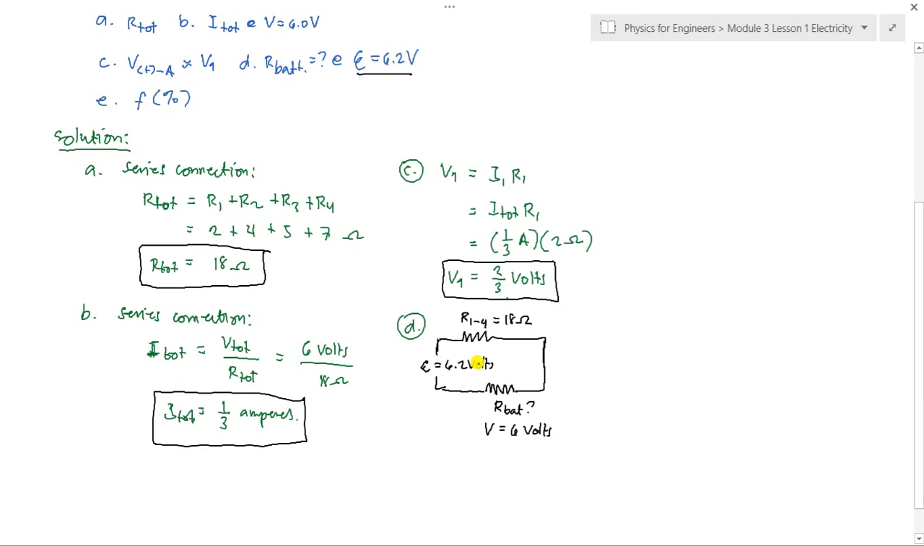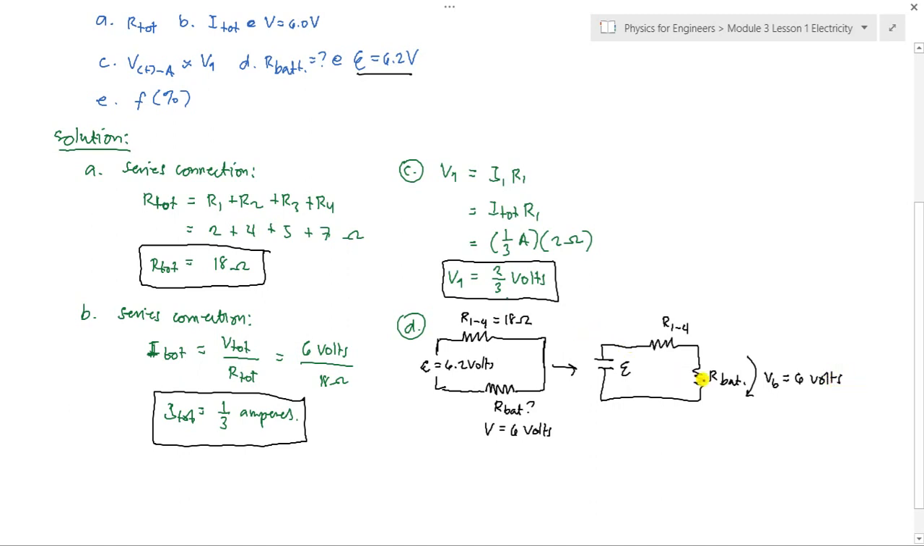As you notice, this is analogous to another source and a resistor arranged in series. This is our E, this is our resistance from 1 to 4 from earlier, and then the resistance of the battery, wherein the voltage across this will denote that, that is V of the battery, is 6 volts.